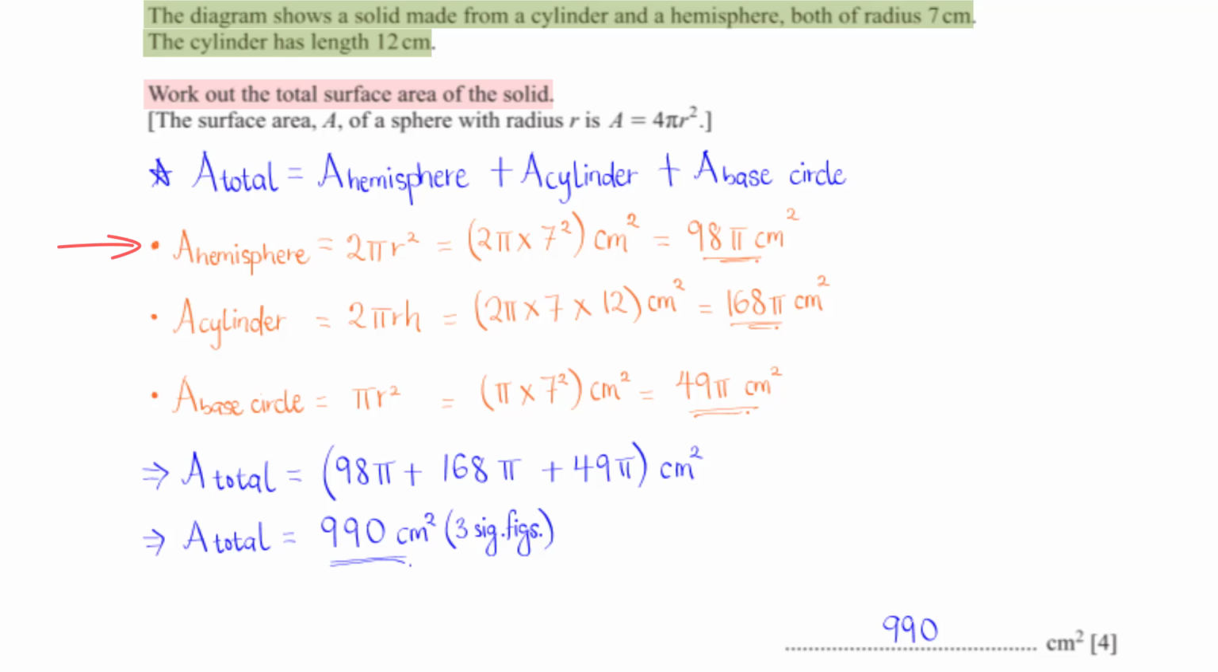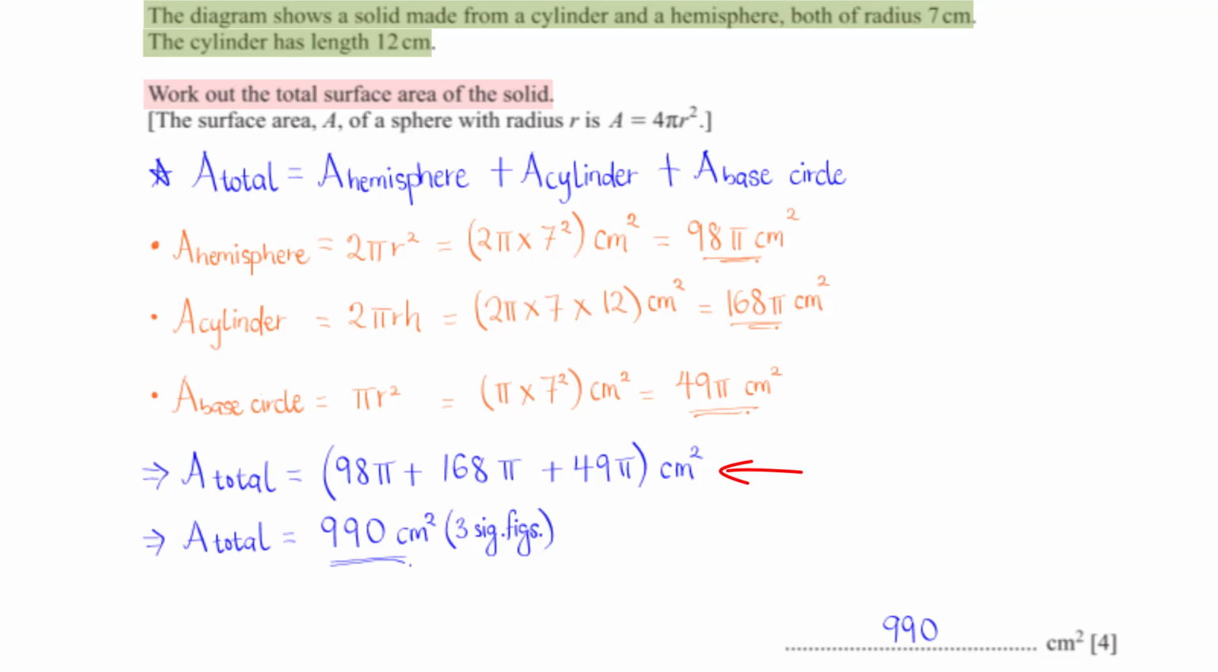The surface area of the cylinder is 2 pi rh. The radius is 7, the height is 12, and so that gives us 168 pi centimeters squared. The area of the circle is pi r squared. The radius is 7, and so we have 49 pi centimeters squared. After finding all these values, the total surface area is equal to 98 pi plus 168 pi plus 49 pi centimeters squared.